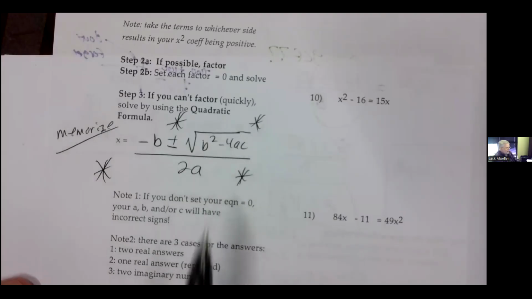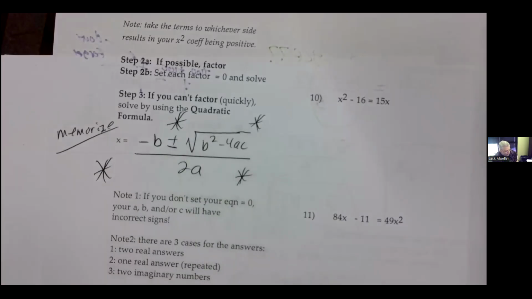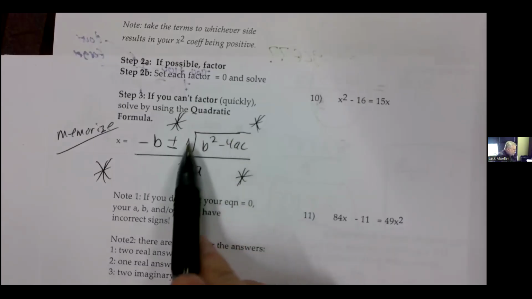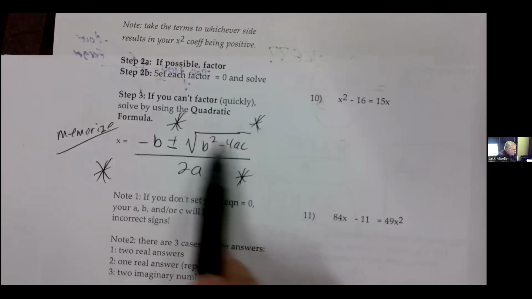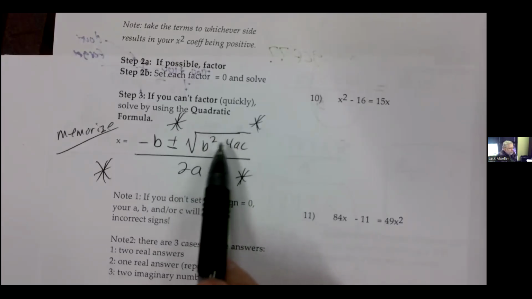What if inside is negative? If inside is negative, then we're going to get an imaginary answer, and we're still going to have two of them because of the plus or minus. If you ever see anything in the homework or in the notes that talks about the discriminant, that's what I just talked about. The discriminant is that b squared minus 4ac. It's telling you: is that a real number, is it 0, or is it imaginary?